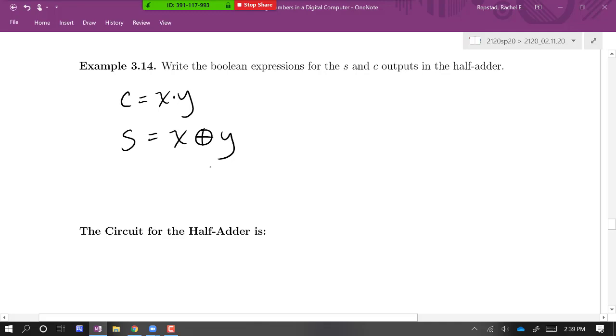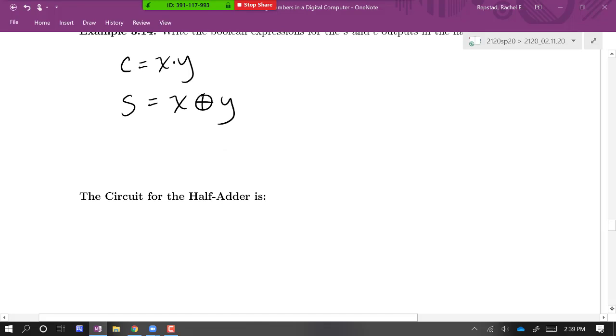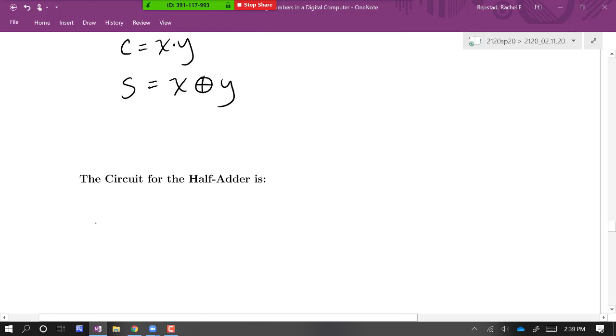And we can make a little circuit for this. We got 2 inputs, we got 2 outputs. So here's my input for x. I've got my x input, my y input, and I'm just going to make both. I'm going to draw a single circuit that produces 2 different independent outputs. So the carry digit is x times y. So I'm going to pass these through an AND gate, and that's the carry digit.